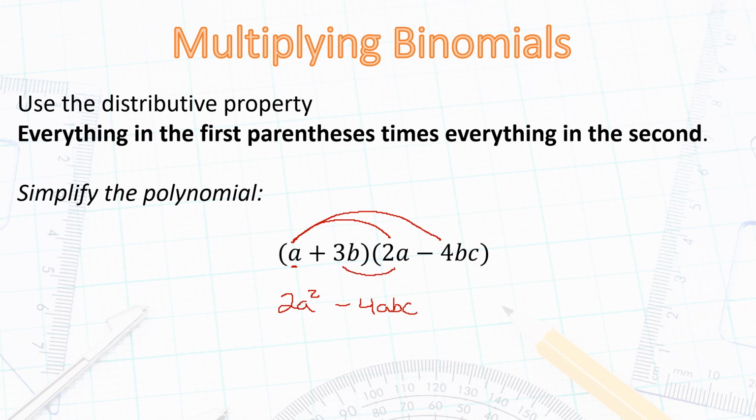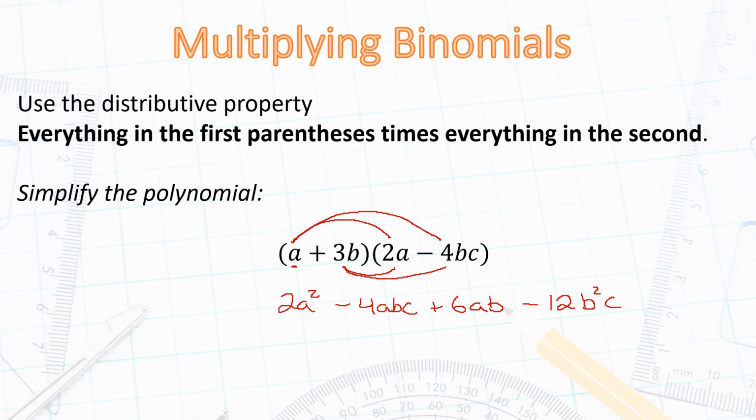3b times 2a is 6ab. You can write ba or ab. It doesn't matter when you multiply. The order of multiplication is not important as long as they are all included. I like to go alphabetical order where possible though. And then 3b times minus 4bc is minus 12, and then we've got b times b, which is b squared, and we've got a c as well.